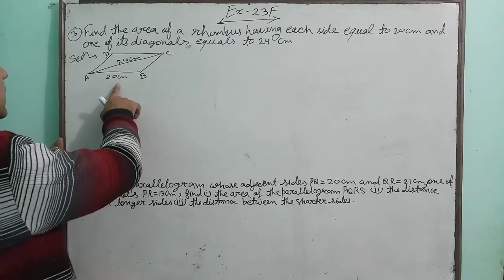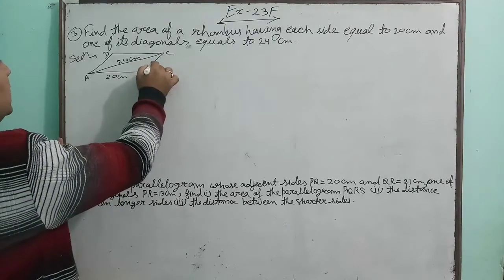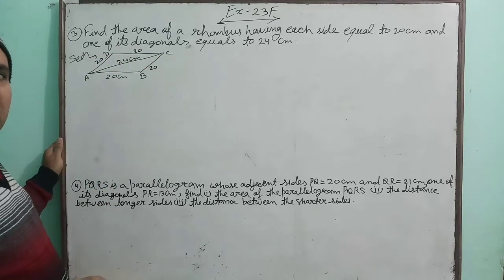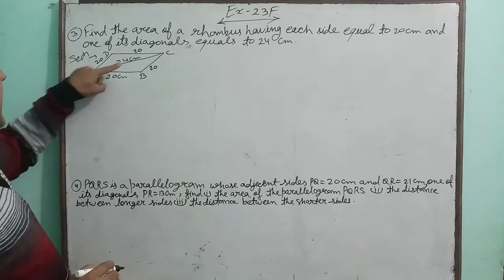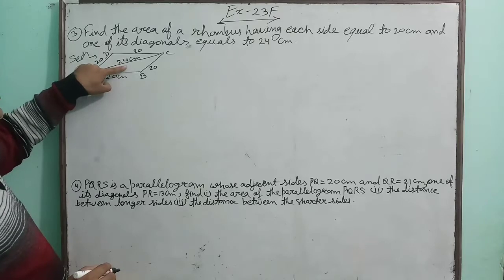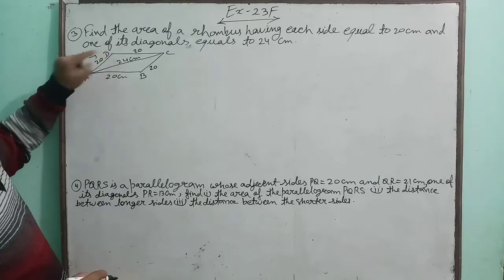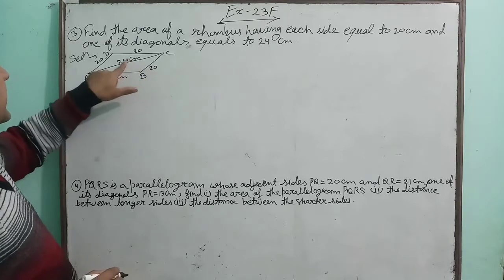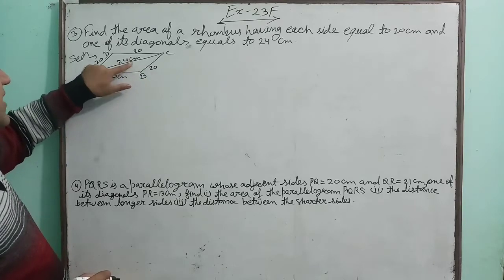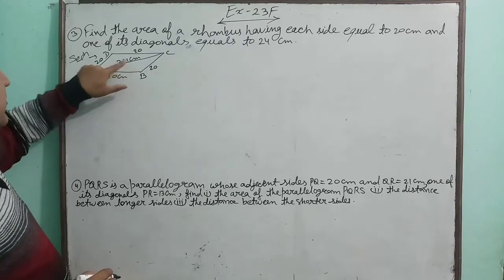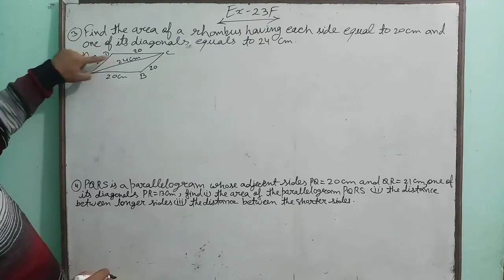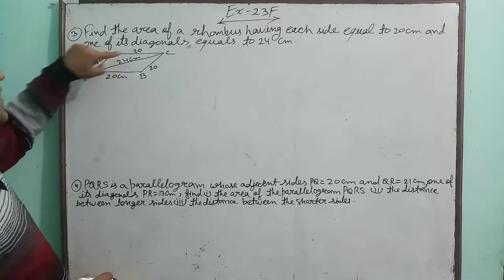One, we know that in a rhombus all the sides are equal. Okay, so you can see that the diagonal is dividing the rhombus into two triangles which are congruent. See, 20 centimeter, 20 centimeter, 24 centimeter are the sides of triangle ABC. Similarly, 20 centimeter, 20 centimeter and 24 centimeter are the sides of triangle ADC.